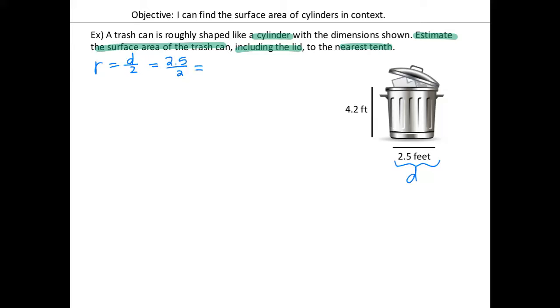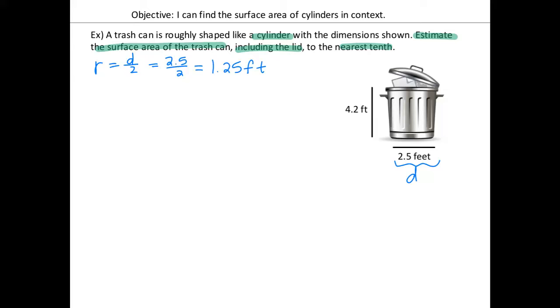2.5 divided by 2 is 1.25. Good. And that's feet for my units. My radius is 1.25 feet. Then to find the surface area, that's basically all I needed.